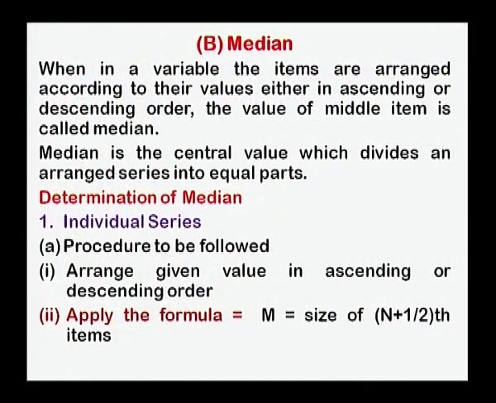The formula is M is equal to size of (n plus 1) divided by 2 the item. This formula is used to locate the item in which the median lies. Here M refers to the median and n refers to the number of items, and we add 1 and divide by 2 so as to locate the item in which the median lies.